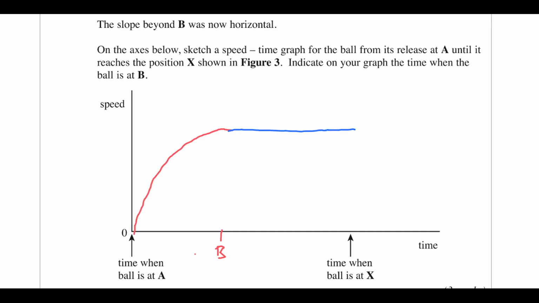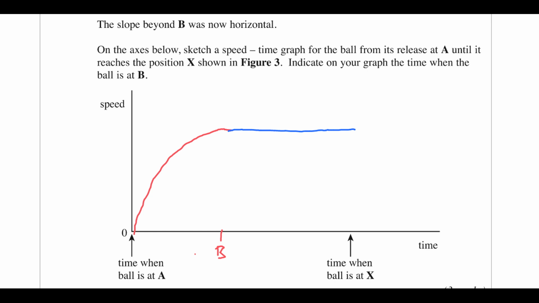And then once it reaches B, the weight force is now perpendicular to the motion of the object, so the weight force can't cause it to accelerate anymore, so resultant force is 0 in the horizontal direction, so then speed stays the same at that point. So that's what we get with the graph there.